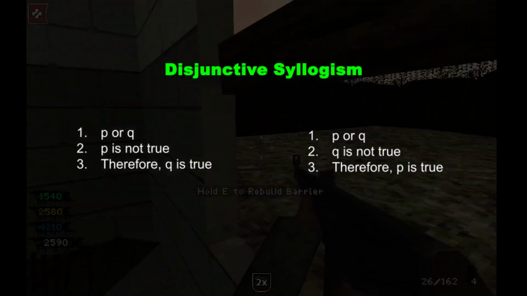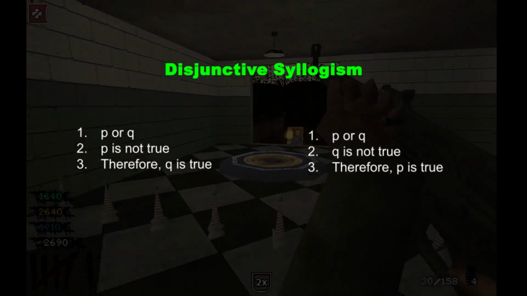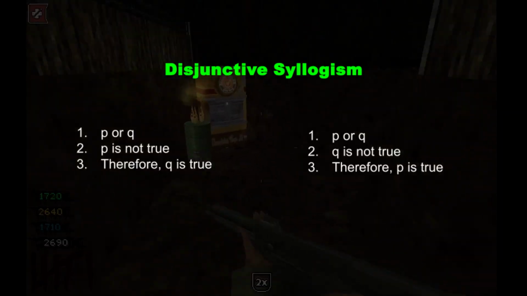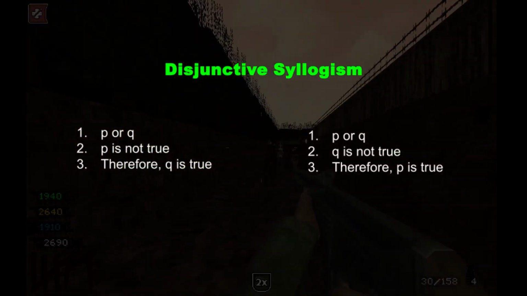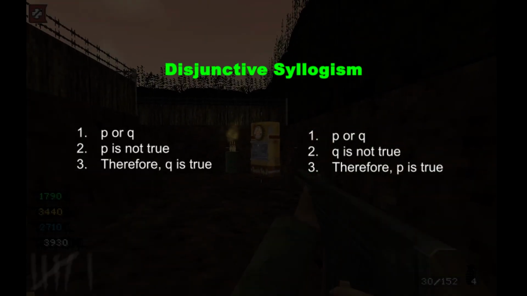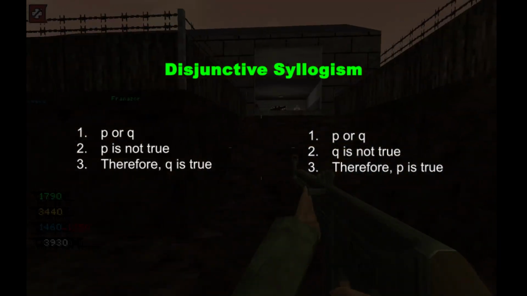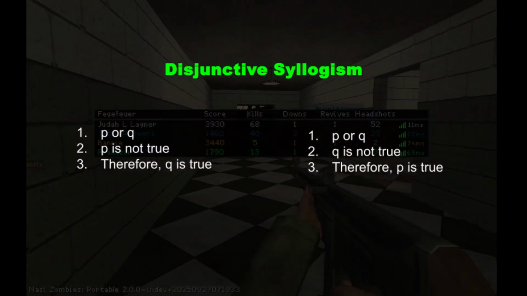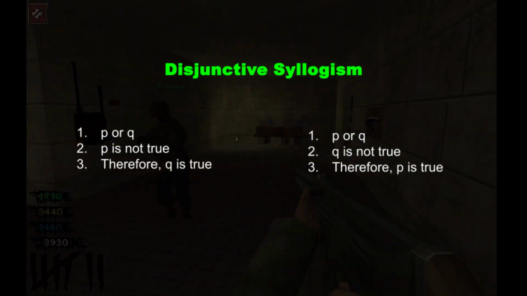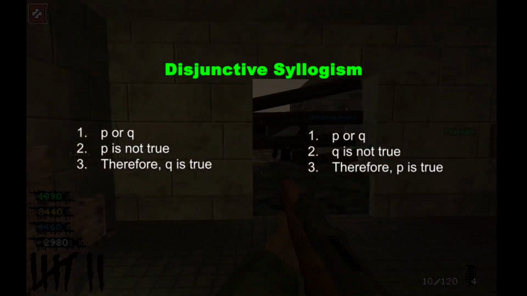The reason why this works is because in an or statement, we're saying that at least one of the two statements is true. Since one of them must be true, both of them cannot be false. If we found out that one of the propositions was false, and the other was also false, then both would be false. But this cannot be the case, given how or statements are defined. So if one of the propositions is false, the other must necessarily be true. We can summarize this as: P or Q, P is not true, therefore Q is true, and vice versa: P or Q, Q is not true, therefore P is true. This argument is valid no matter what you substitute for P and Q.